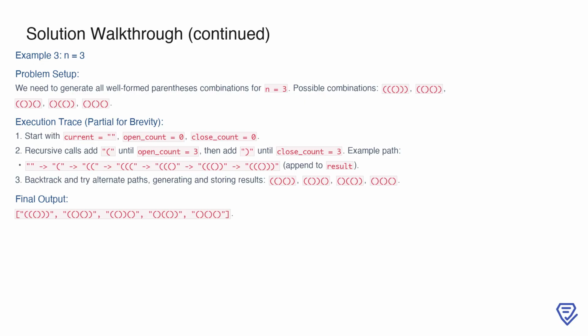For example, one path might be adding 3 open parentheses to form, then adding 3 closing parentheses to complete. Backtracking allows us to explore other possibilities, such as closing earlier to generate combinations like, or splitting pairs to create strings such as. By systematically exploring all paths, we eventually find and store all valid combinations. The final output for n equals 3 is.